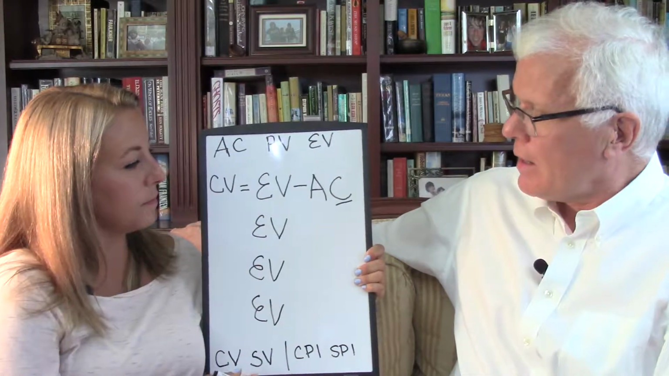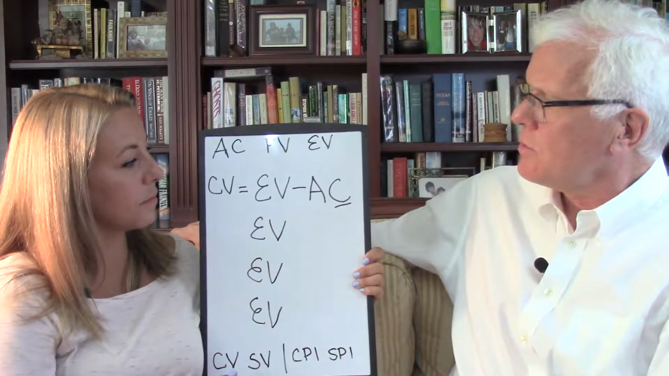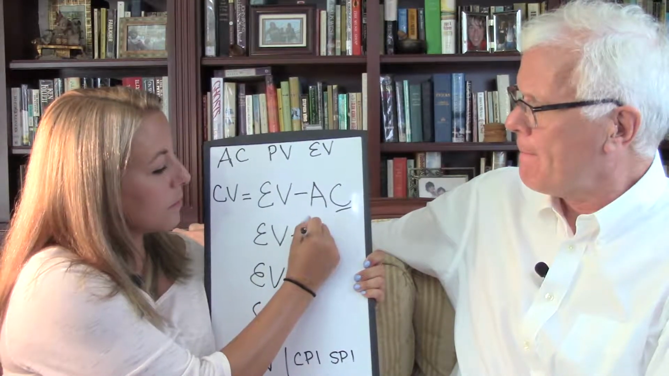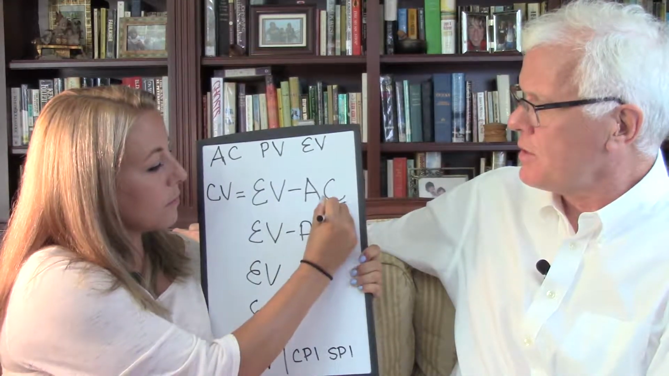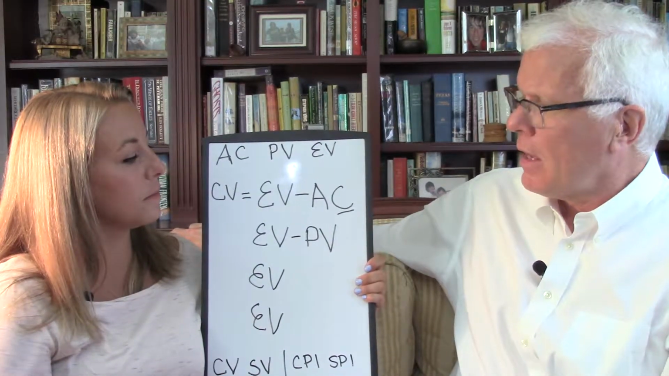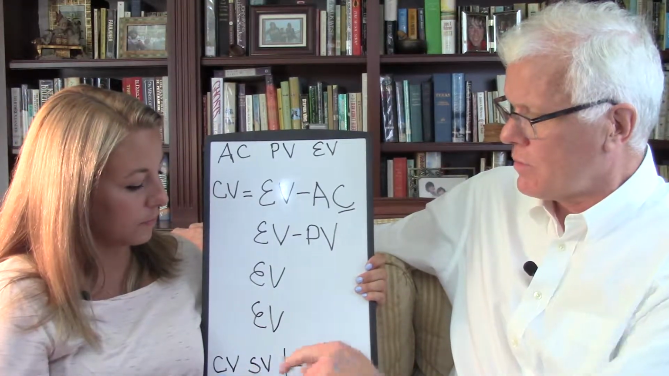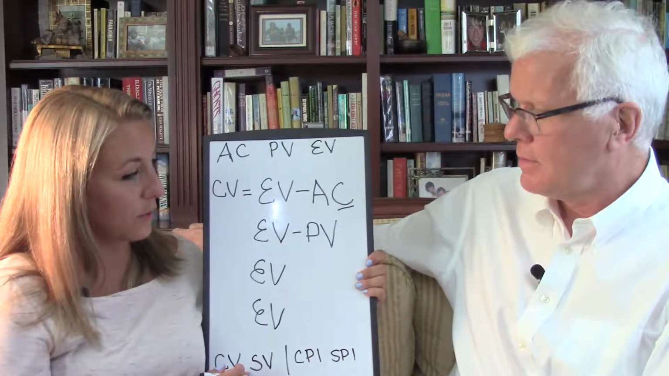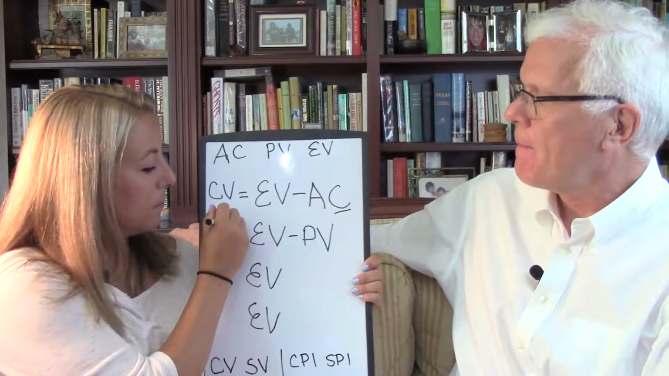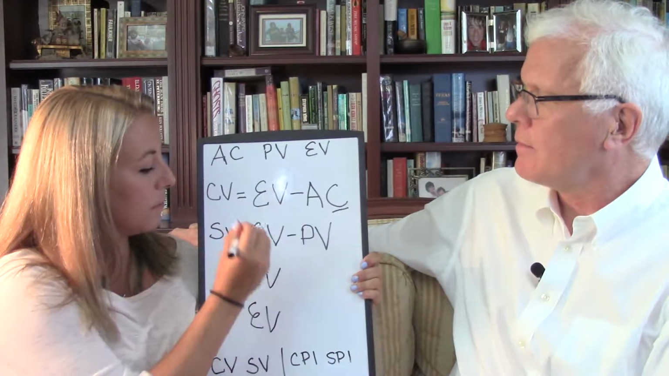Now, from the second one, I want you to subtract the value we haven't used yet, which is planned value. Same question: is that a variance or an index? Variance. And which variance? We've already used cost variance. What's left? Schedule variance. So it must be schedule variance. All right, so we've got the first 2.